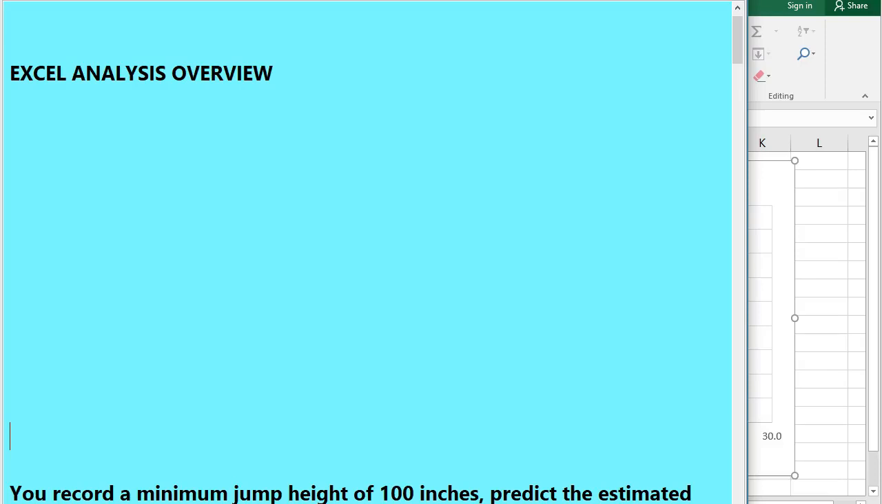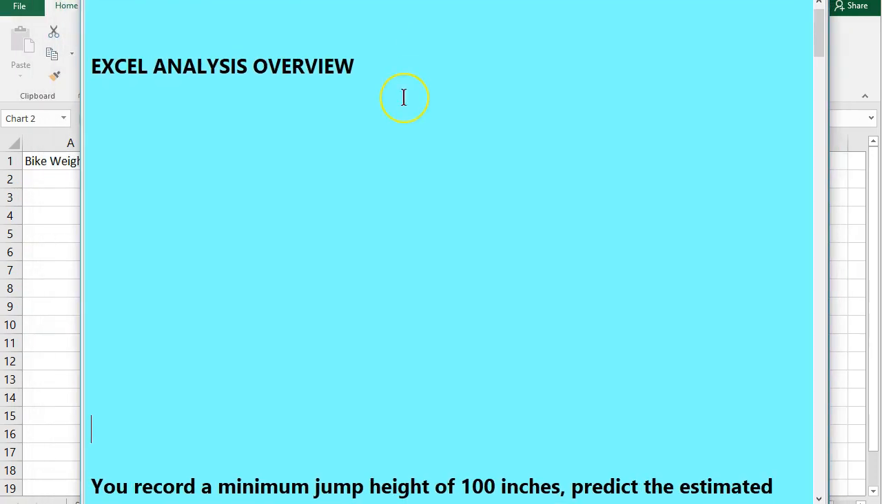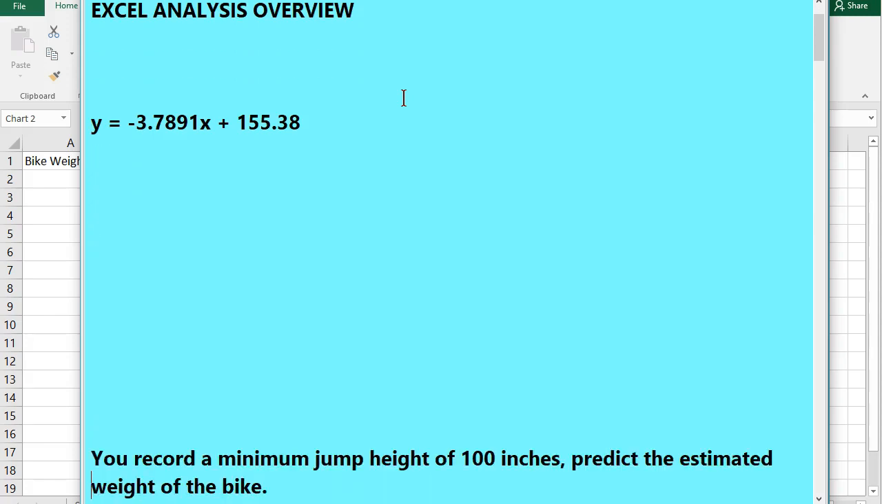Hello, this is Mr. Huff, and I real quickly want to go over using the data that we got from our Excel analysis in our previous video. So when we end up with this formula from our data analysis, it's useful. We can do things with it. So let's consider this first problem.